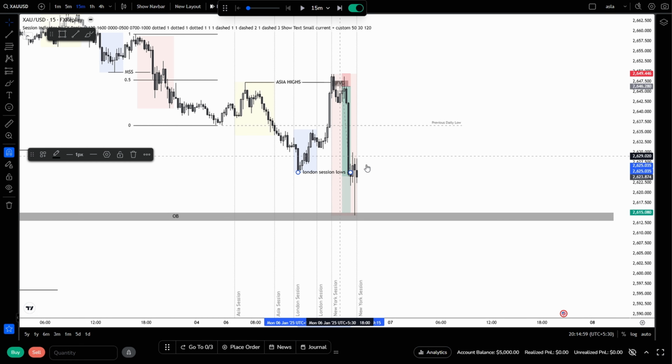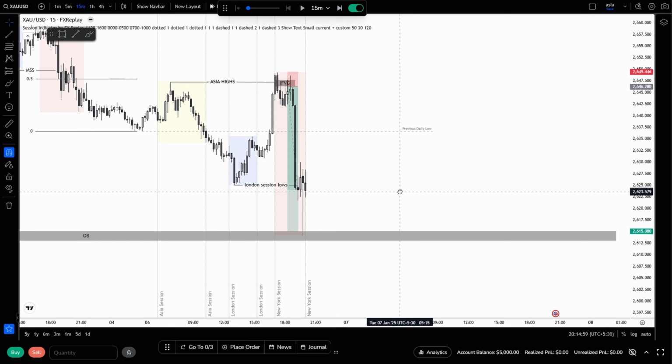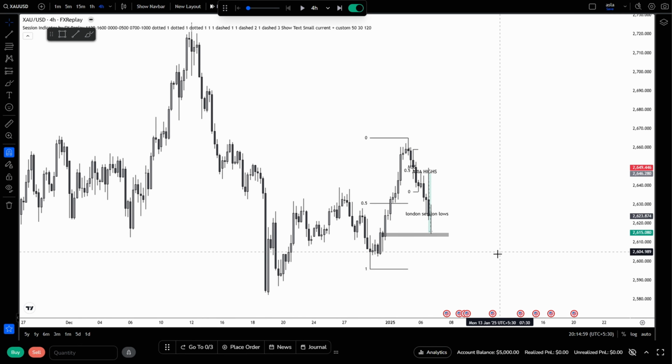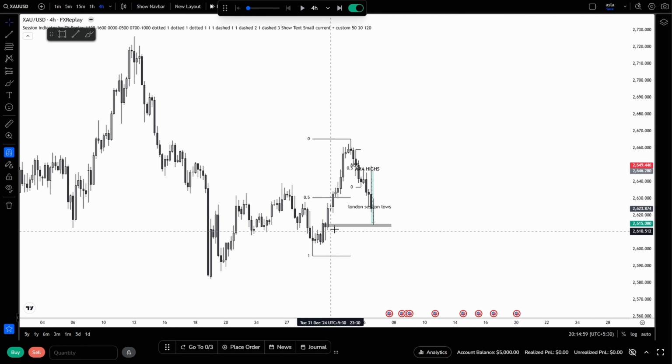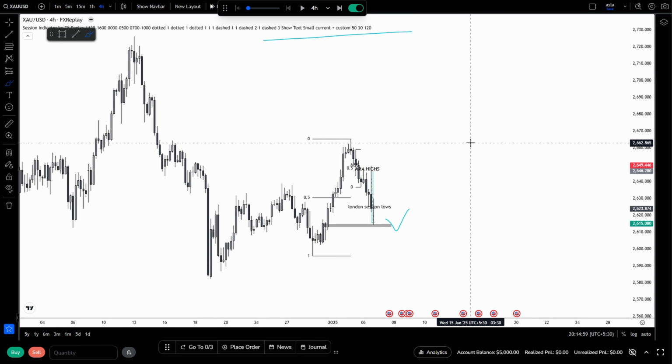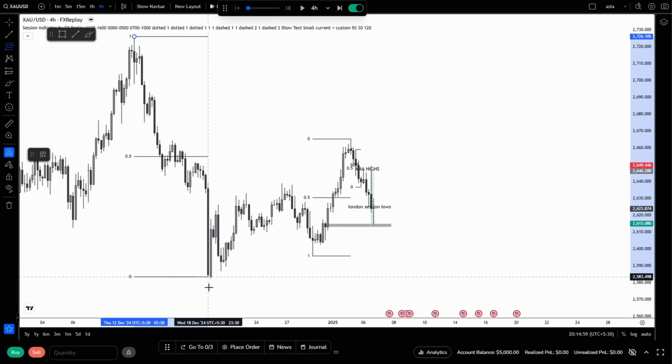Now, before looking for any new entries, the next step is to identify our draw on liquidity. At this point, our directional bias is already confirmed. Price has clearly respected the 4-hour order block, which tells us that our bias is bullish. However, even though we know the direction, we still need to determine where price is likely to move next.